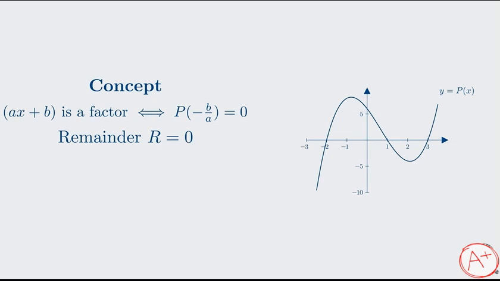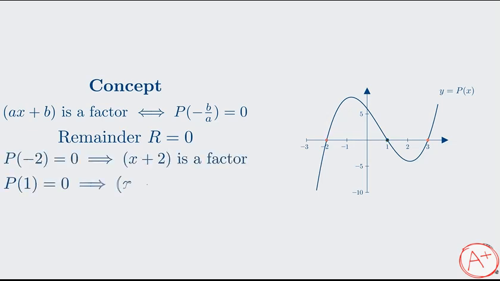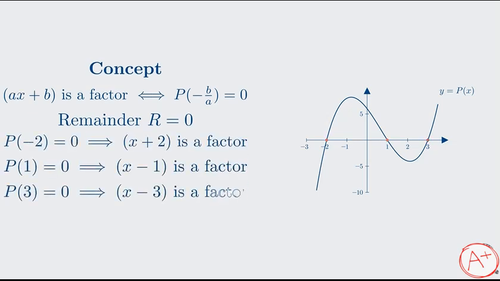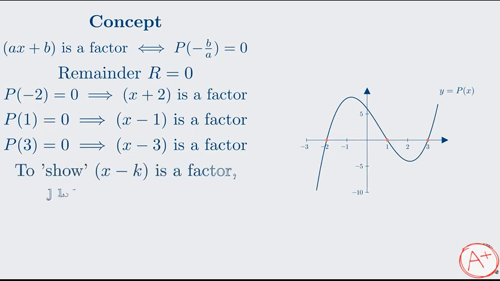of the graph. Looking at the graph of our previous polynomial, we can see it crosses the x-axis at x equals negative 2, x equals 1, and x equals 3. Because the function value is 0 at these points, we know that x plus 2, x minus 1, and x minus 3 are all factors of that polynomial. In P3 exams, you will often be asked to show that a linear term is a factor. All you need to do is show that substituting the root results in 0.